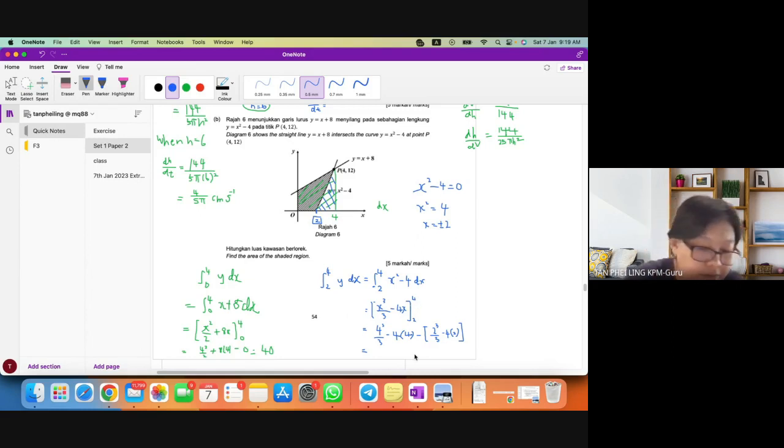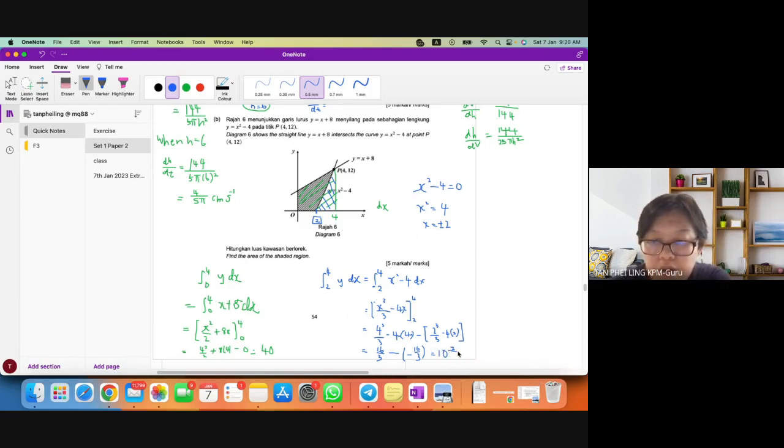I get 16 over 3 here. And then I have to minus 2 cubed, which is 8, divided by 3 minus 8. So I get minus inside here, which is negative 16 over 3. In the end, I got 16 over 3 plus 16 over 3, right? So I'm getting 10 and 2 over 3.